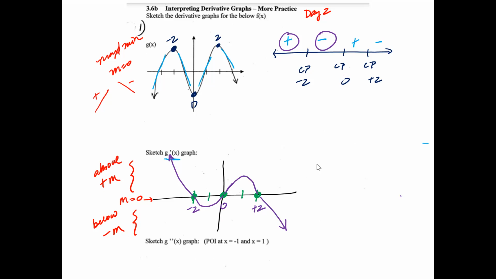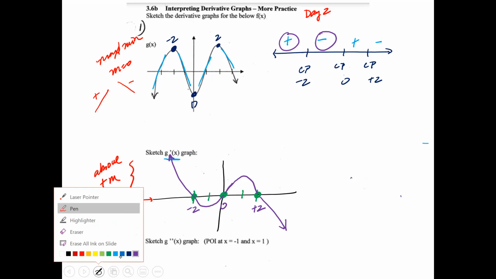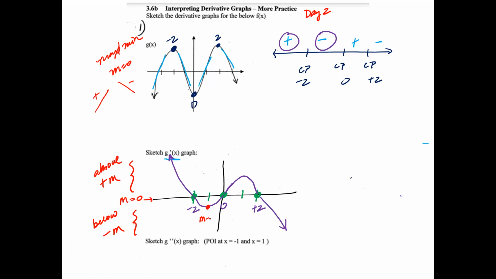All right, next one is sketch g double prime of x, and it's given to you that your point of inflection, which is when your second derivative is equal to 0. If you look at this graph right here, that's when the slope is equal to 0 right here. It looks like x is at -1, which is exactly what I have here. And also when slope is equal to 0 at x equals +1, which is what I have right there. Then I'm going to do a second sign line for this. The first one is for g prime of x, and the second sign line is g double prime of x. Your two points of inflection are at -1 and +1.